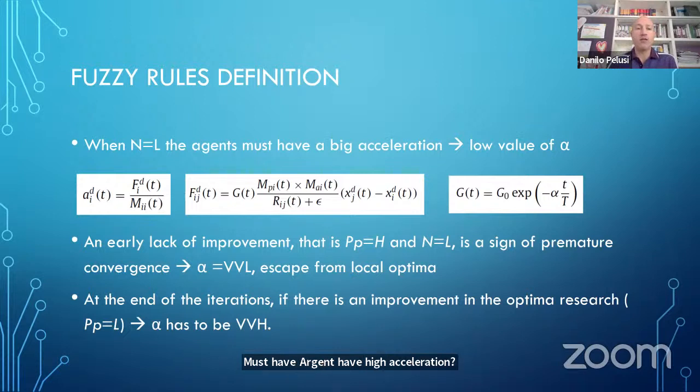Another point is when there is an early lack of improvement. That is when the population progress is high and the number of iterations is low. This is a sign of premature convergence, so alpha is very, very low. In this way, there is the possibility to escape from local optima.